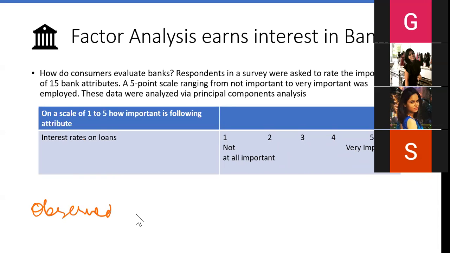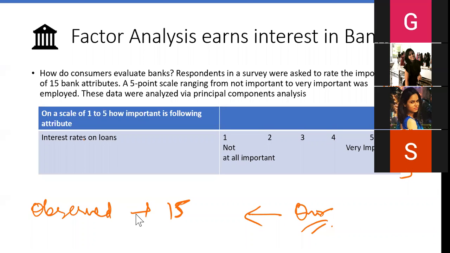15 observed variables. So this was part of our questionnaire. Okay. And is this data metric or non-metric? This is interval and ratio. It's metric data. Okay, so we take metric data in factor analysis. So we had these 15 attributes.